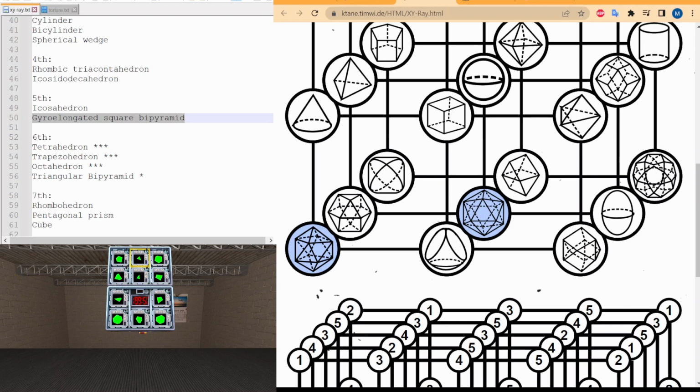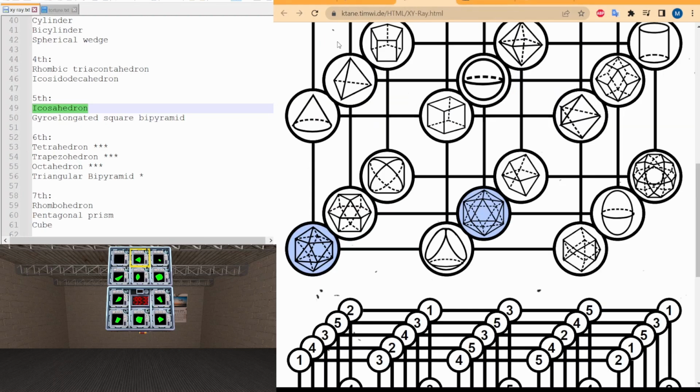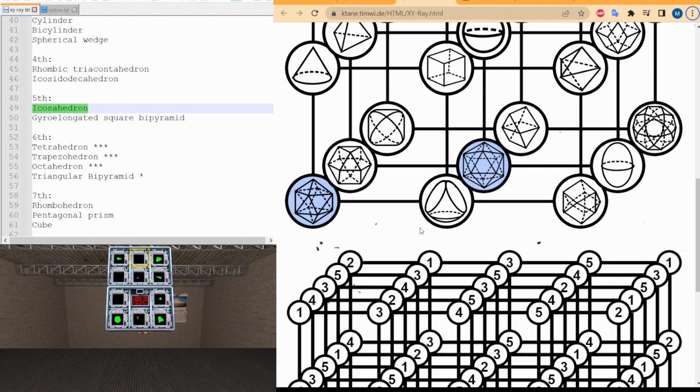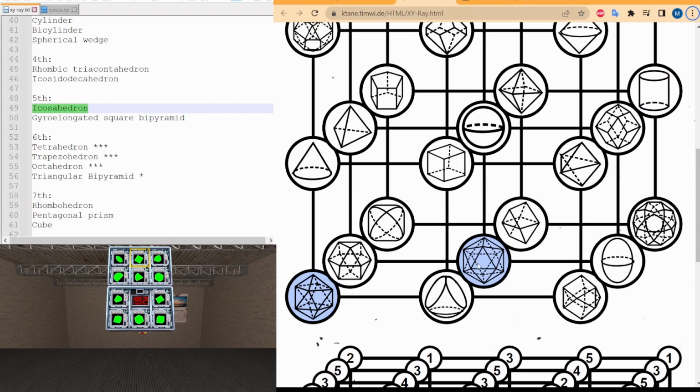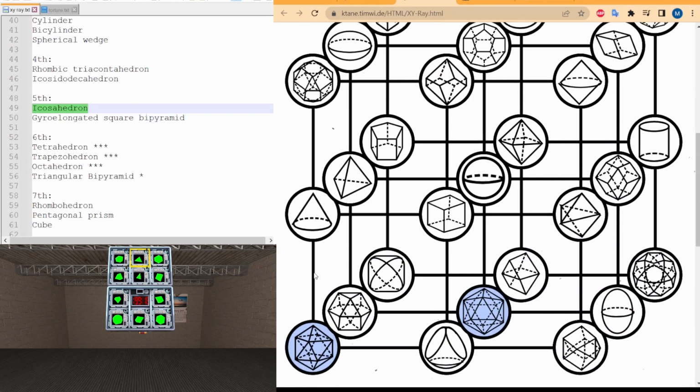Welcome back. This is group 5, which will consist of these two shapes. Their names are Icosahedron, this is this one, and this one is called Gyroelongated square bipyramid. The difference is, as you can see, they both consist of only triangles, and they both have the majority of vertices with 5 connections. Except this one has all vertices with 5 connections. This one has vertices with only 4 connections on top and the bottom.